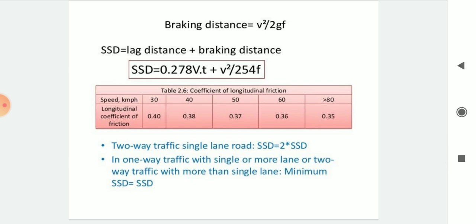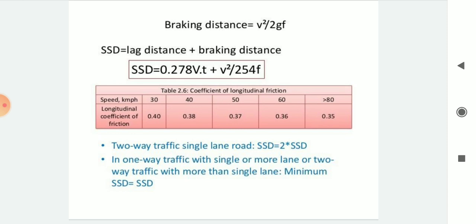For 30 kilometer per hour speed, the longitudinal coefficient of friction should be 0.40. For 40 kilometer per hour speed, it should be 0.38. For 50 speed, the coefficient should be 0.37. For 60 speed, the coefficient should be 0.36, and for more than 80 km per hour speed, the longitudinal coefficient of friction should be 0.35. For a two-way traffic single lane road, stopping side distance is equal to 2 into SSD.